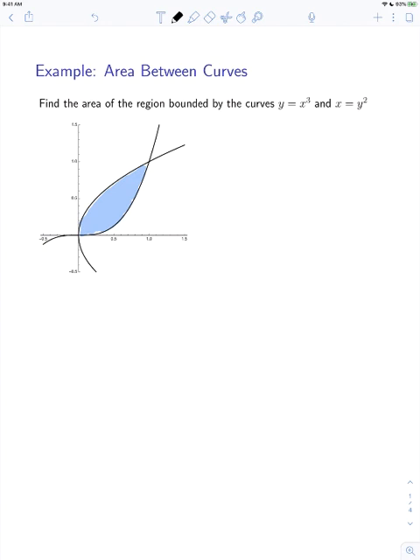The curve on the bottom is y equals x cubed, which is a function of x. The top curve that you see here is not necessarily a function of x if you look at the whole parabola. The graph of the parabola does not satisfy the vertical line test, so it's not a function of x. However, we're only interested in the top half. So if you just look at the top half, that's y equals the square root of x. And that's a function of x.